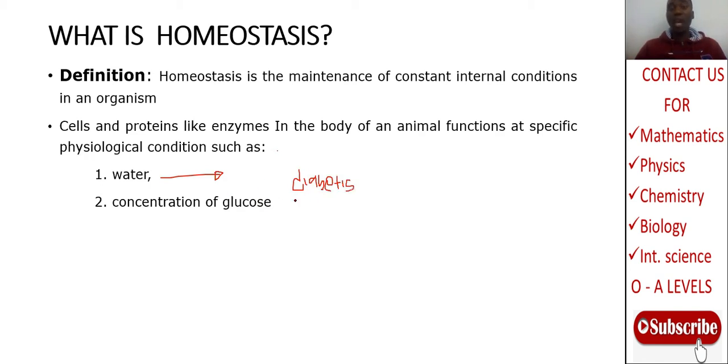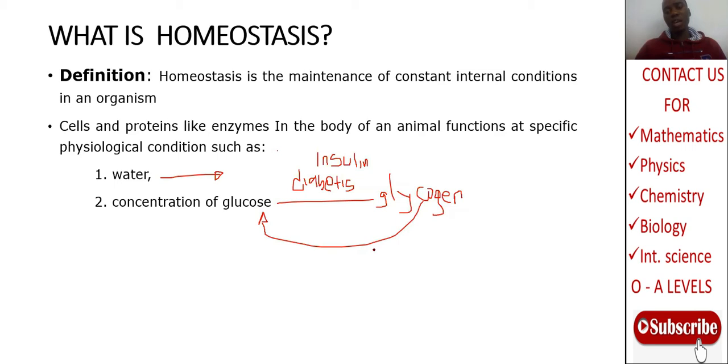Now the body has devised a mechanism using homeostasis where if there's too much glucose, the excess glucose is converted to glycogen, which is the storage form of glucose. This is done by the hormone insulin. And when the glucose levels are low, the glycogen will be converted back to glucose using a hormone known as glucagon. So this is how the concentration of glucose is maintained in the body.